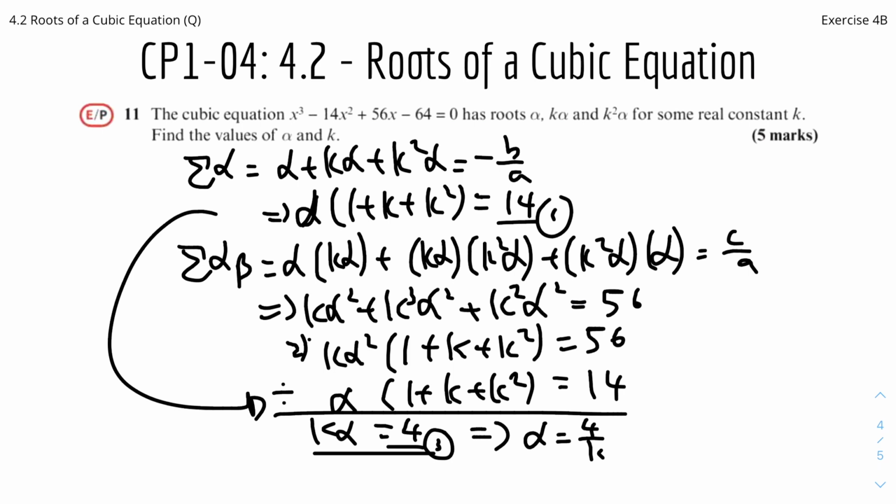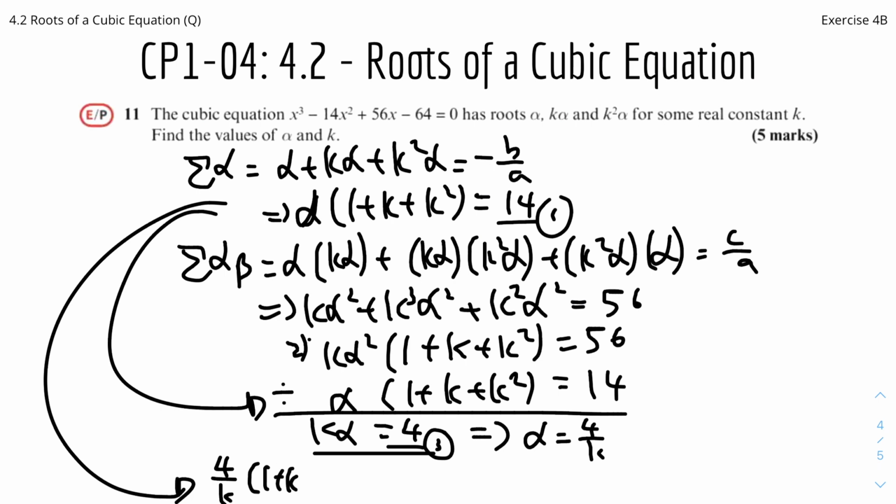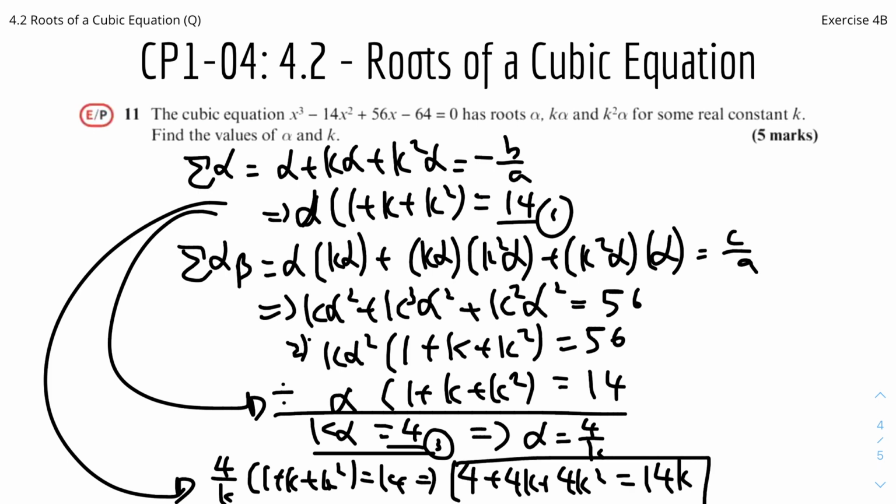So now we can substitute alpha by 4 over k in this equation right here. So it'll be 4 over k times 1 plus k plus k squared equals 14. And therefore it will be 4 plus 4k plus 4k squared equals 14k. Right, so write this equation right here. And we can basically just solve for k, which I'll do right here to save some space and time. So k equals 2 and k equals 1 over 2, like so.